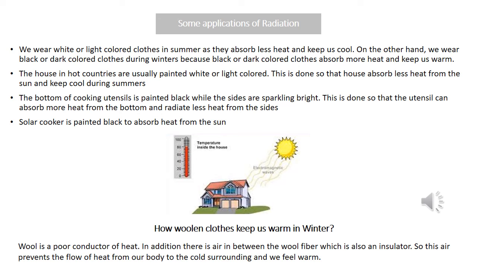The bottom of cooking utensils is painted black while the sides are sparkling white. You must have seen that most utensils have bottoms painted dark. Why? Because dark color is a good absorber of heat, so they will cook food easily and quickly in less time. And solar cookers are also painted black from the bottom to absorb heat from the sun, and they will cook food easily. I have shown it in the figure.